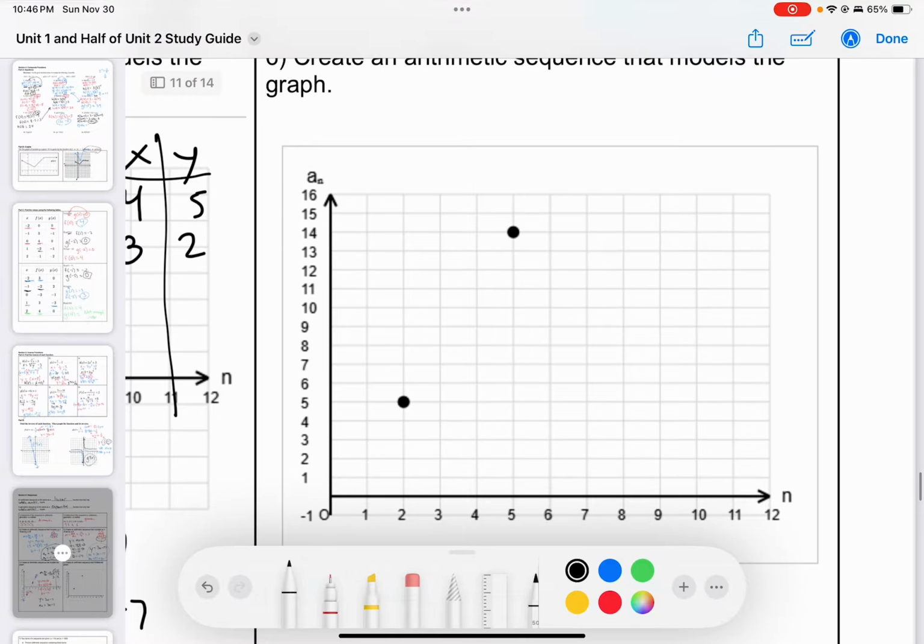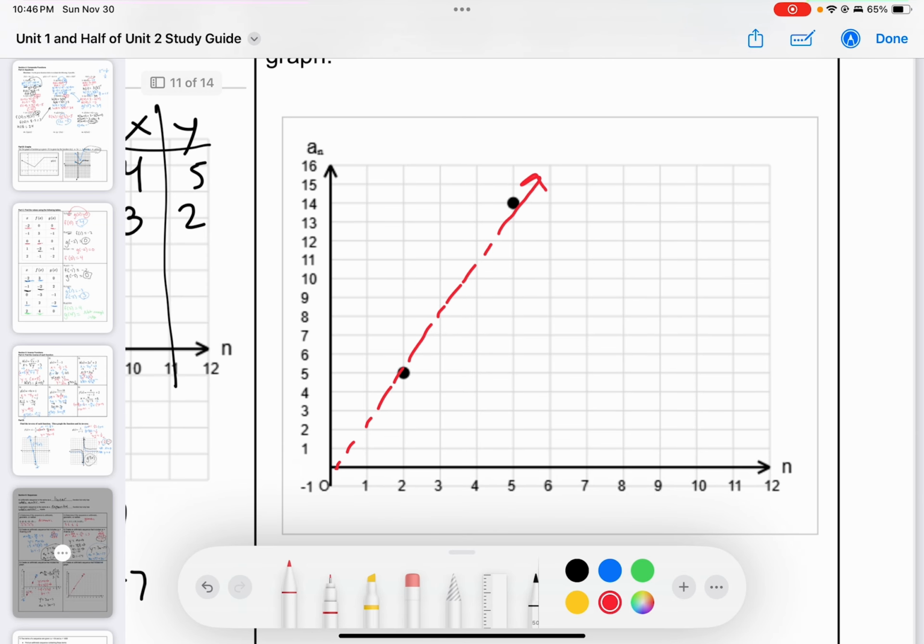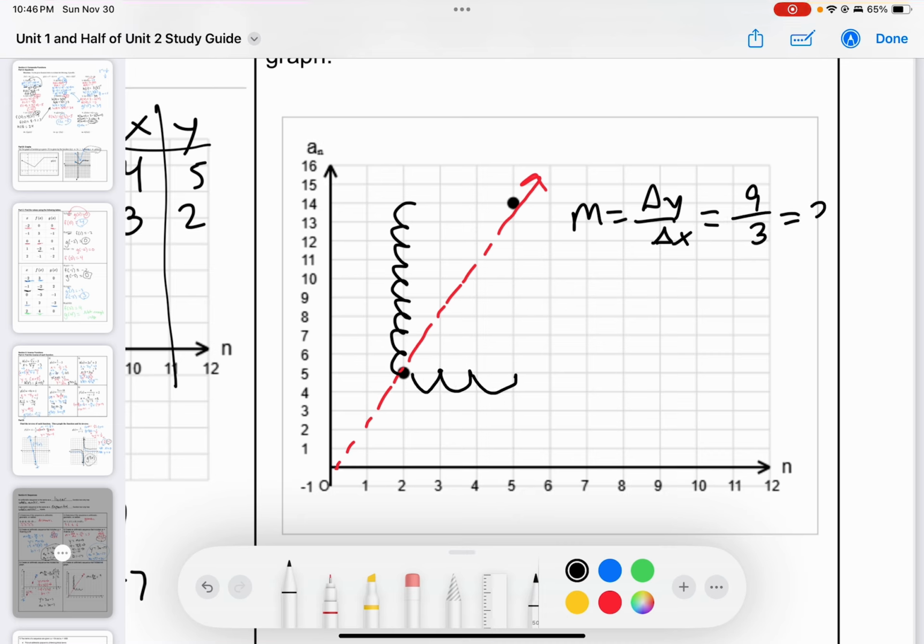Okay, same thing over here. I only have 2 points. I'm trying to imagine, if these were a straight line, maybe it connects at 0, somewhere around 0. All right, let's start with the slope. m equals change in y over change in x. It looks like we got 1, 2, 3, 4, 5, 6, 7, 8, 9 over 1, 2, 3. Slope is again 3.